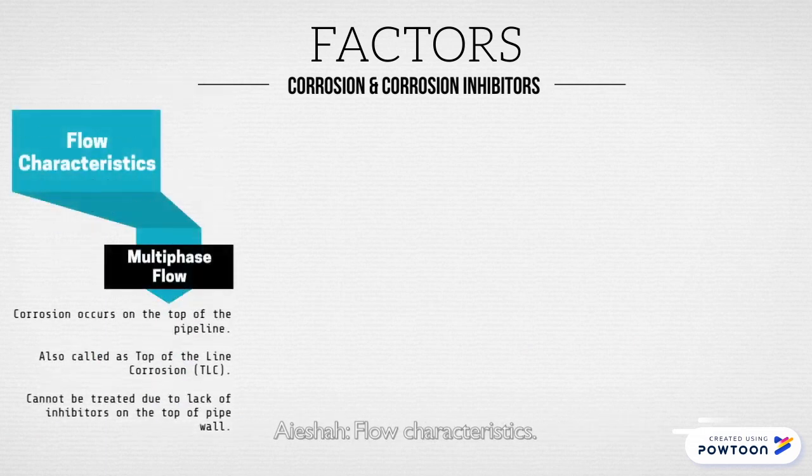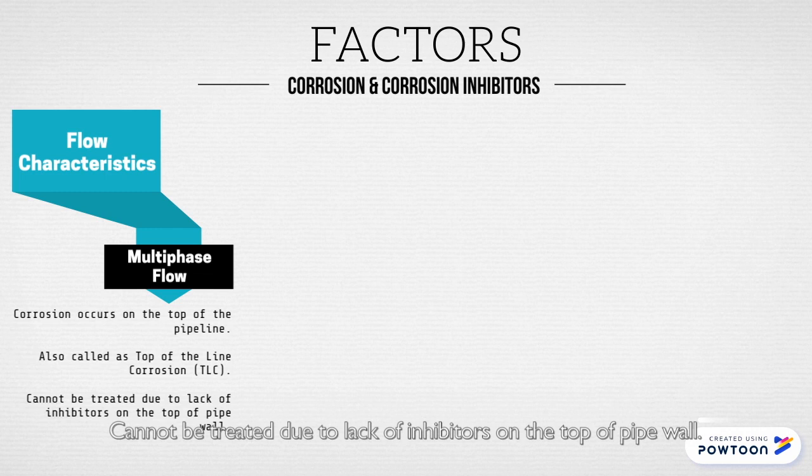Flow characteristics. In multi-phase flow, corrosion occurs on the top of the pipeline, also called top-of-the-line corrosion, TLC. It cannot be treated due to the lack of inhibitors on the top of the pipe wall.